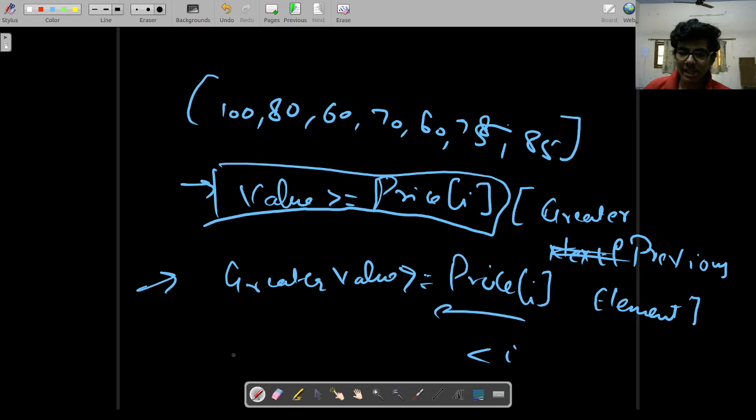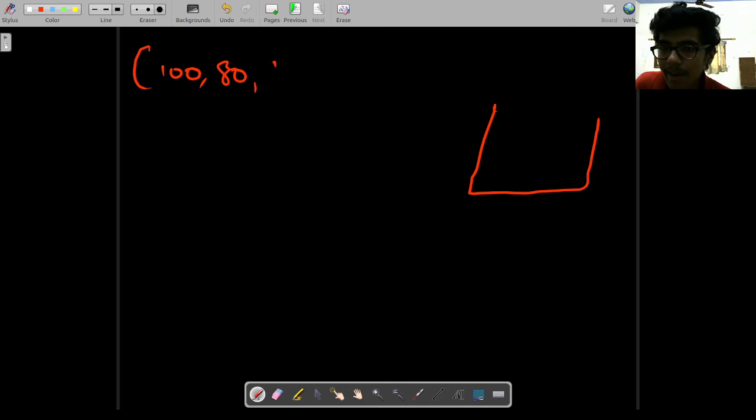Okay, so for such a thing we use a stack, right? It is obvious that we are going to use a stack and keep all of them in it. So how to use a stack? I am going to tell you how we are going to use it. I will have the stack over here, and I have 100, 80, 60, 70, 60. Oh, sorry, this is going to be 75 and 85.